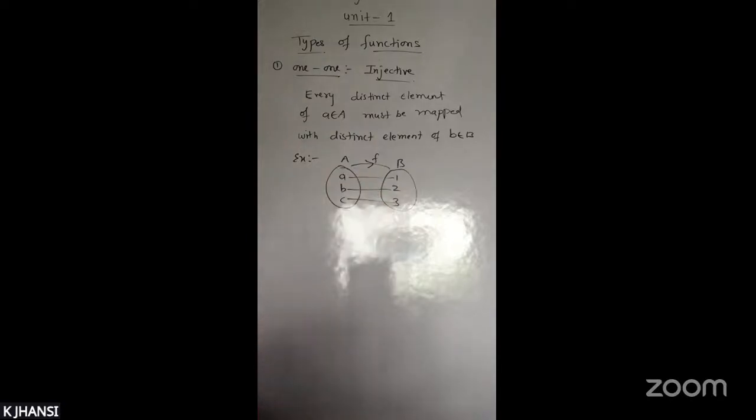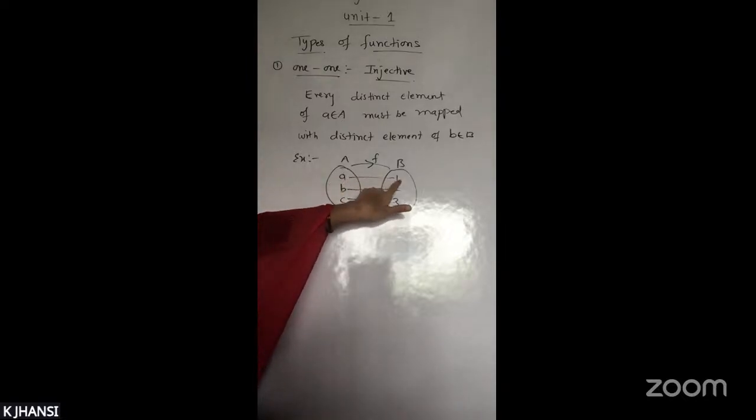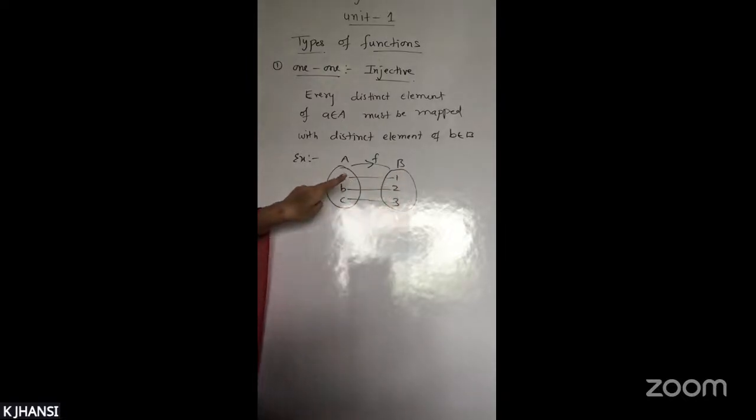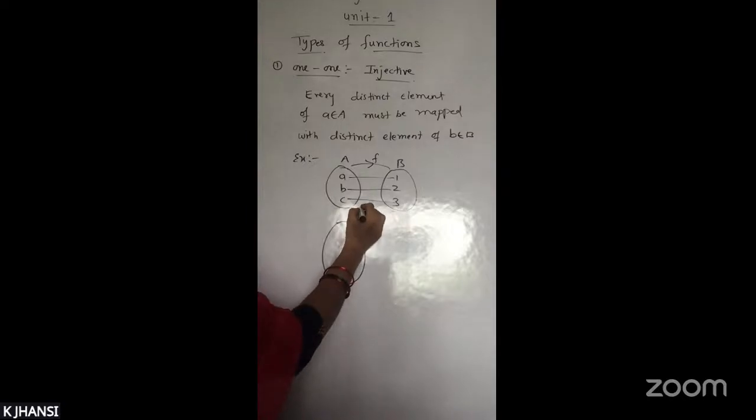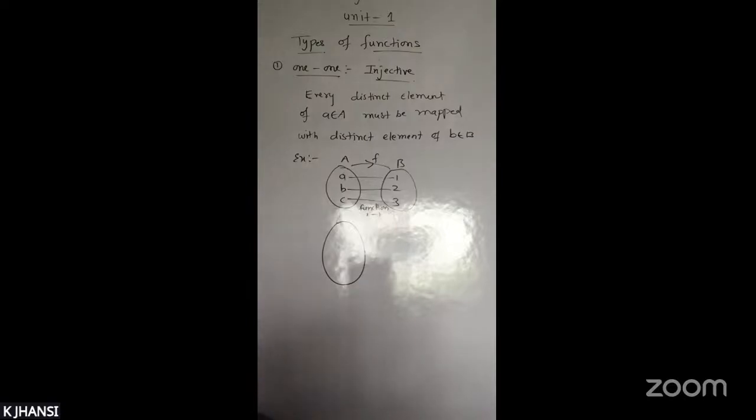Yesterday we saw what the conditions of a function are. If an element in set A has two images in set B, then we will not call it a function. Why? Because in the definition of a function, each and every element of set A should have an image in set B. So if you have a function like this, first thing is this is a function, and second thing is it is a one-to-one function.